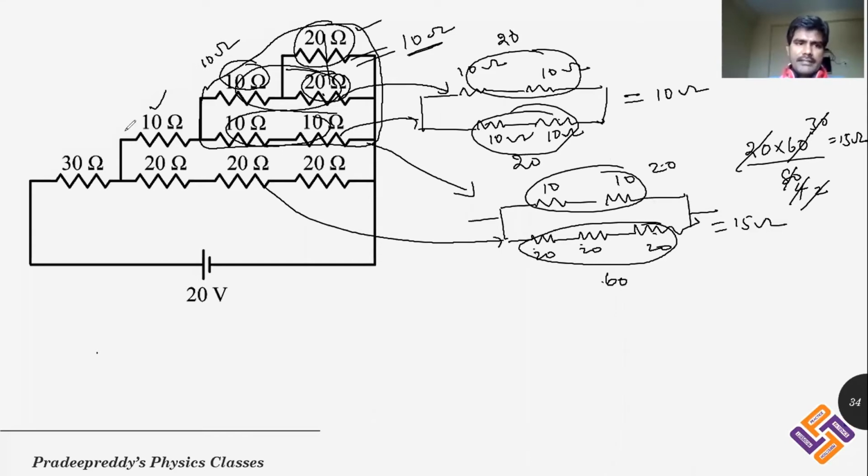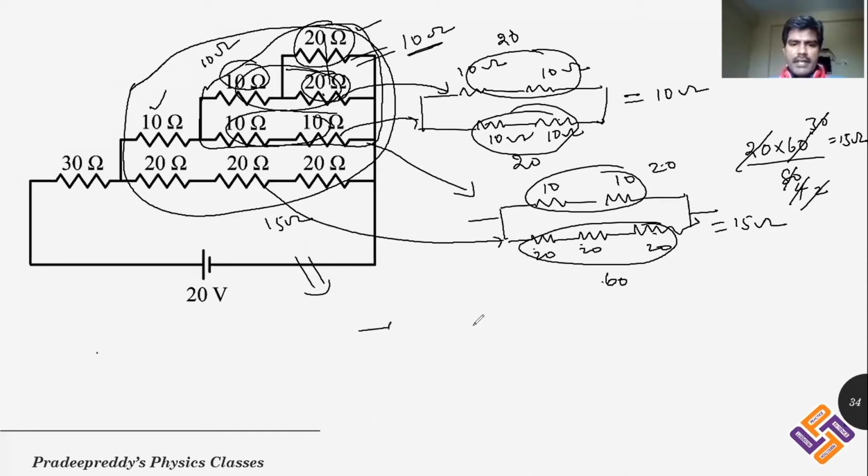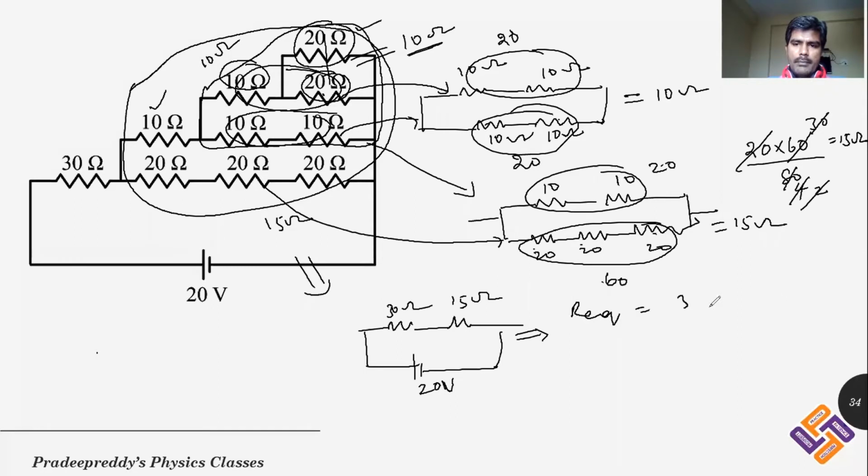So till this point, we have calculated that it is 15 ohm. And that 15 ohm is connected in series with the 30 ohm and the battery. This is 30 ohm and this is 15 ohm and here it is 20 volt. What is the effective resistance? Both are connected in series. R equivalent is equal to 30 plus 15, which is equal to 45 ohm.